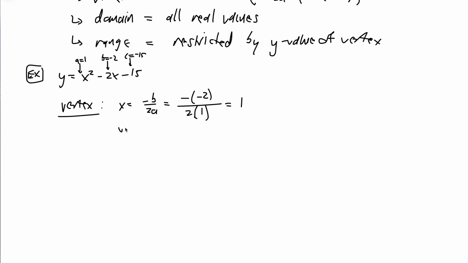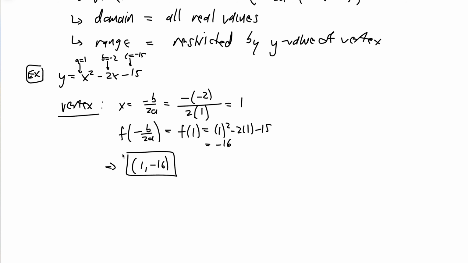Now the y value for my vertex is going to be the function at negative b over 2a, right? Which is basically the function at 1. I'll go ahead and plug in 1 into my function, right? What do you get? You get 1 squared minus 2 times 1 minus 15, right? All I did was plug in 1 to my x value. And what do we get here? 1 minus 2, negative 1 minus 15 is negative 16. So my vertex is located at 1 comma negative 16. This is the coordinate. Cool.